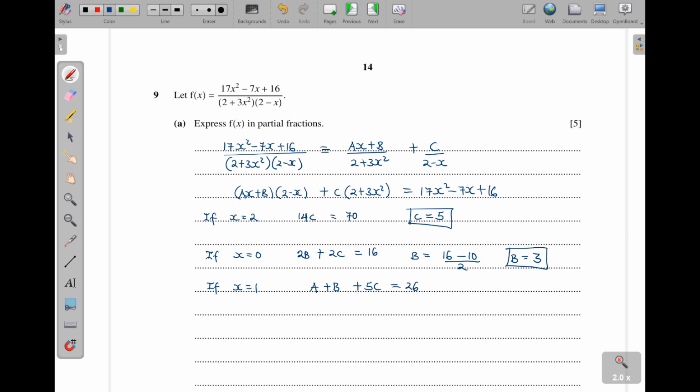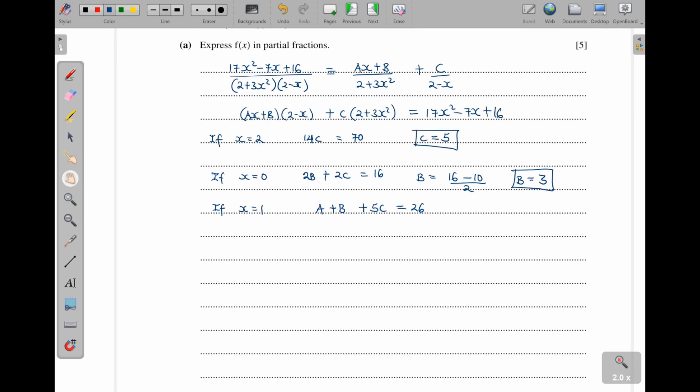That is 26. Now substitute for a. A here is going to be equivalent to 26, then subtract 5 c, which is 5 times 5, which is 25. So minus 25, and you get a 1. Then minus the b, and b is a 3. So 1 minus 3, that one will give us a negative 2. So a is equal to negative 2.